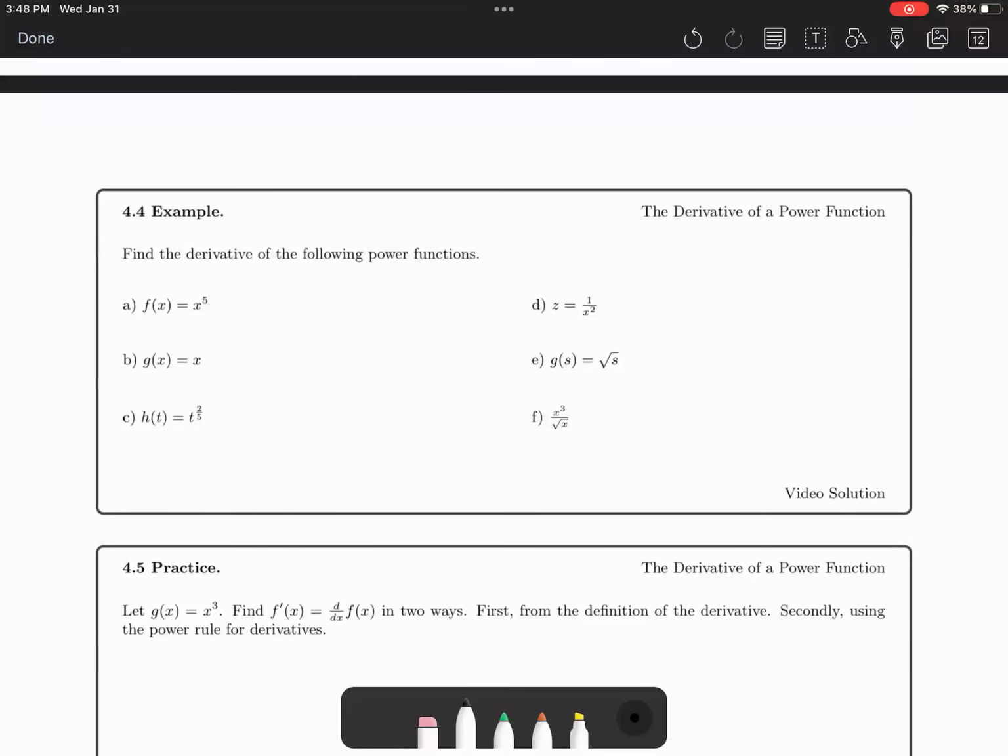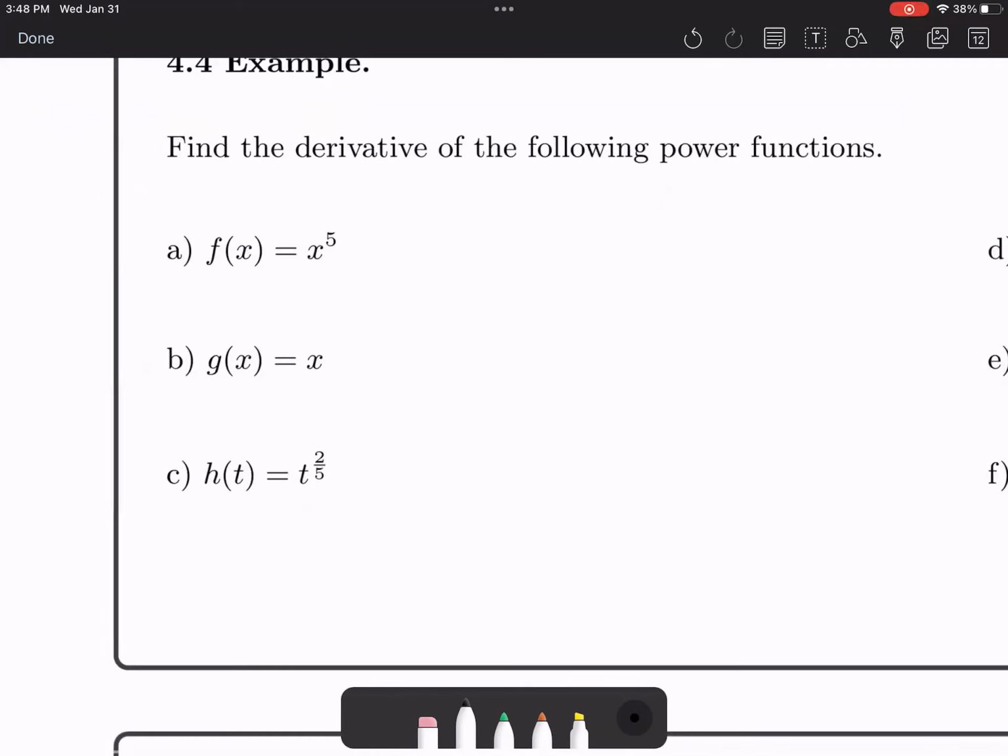Using the power rule to take derivatives needs to become second nature to us. Almost like 2 plus 7 is equal to 9. We need to immediately be able to apply the power rule to functions. So let's think about this first function here. We've got 6 different power functions.